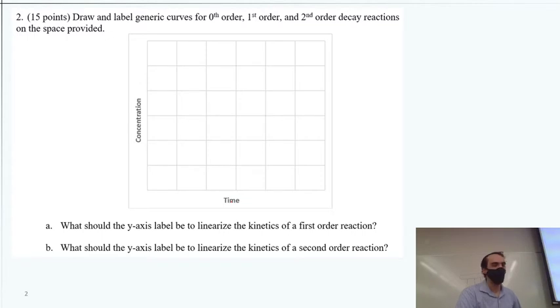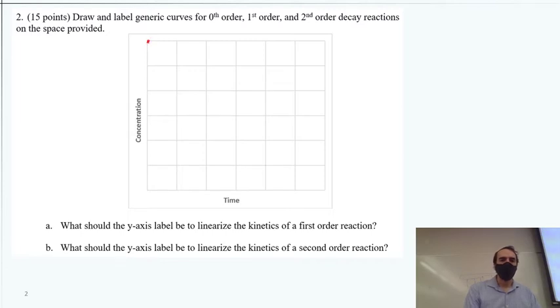Okay. So for this, the second one here, question 2, we said, draw and label generic curves for 0 order, 1st order, and 2nd order decay reactions on the space provided. And so we had y and x axes labels as concentration and time. I think there was one person who subdivided this and changed the y-axis so that each one was a linear drawing, and that was not quite what I intended, but it was okay. It was clear that you knew the content here.